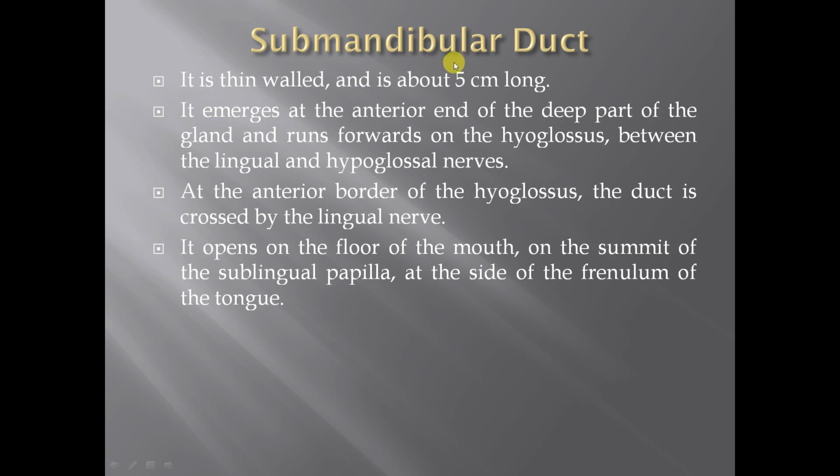Coming on to the submandibular duct, it is thin walled and about 5 cm long, and it emerges at the anterior end of the deep part of the gland. It runs forward on the hyoglossus between the lingual and the hypoglossal nerves. At the anterior border of the hyoglossus, the duct is crossed by the lingual nerve. It opens on the floor of the mouth on the summit of the sublingual papilla at the side of the frenulum of the tongue.